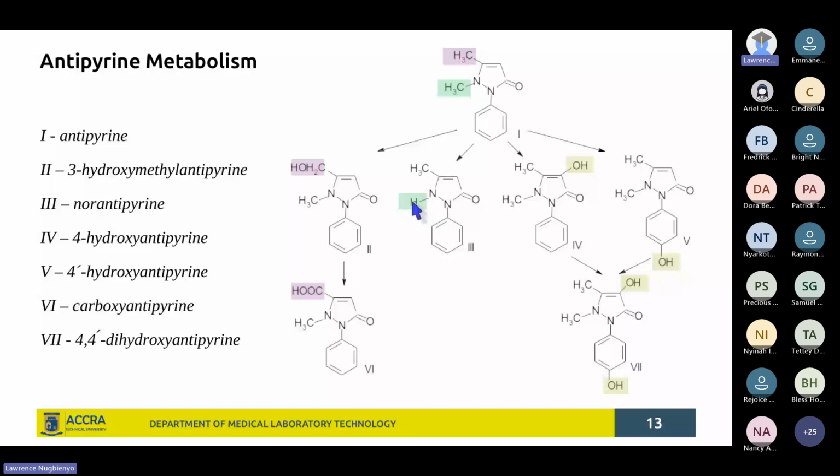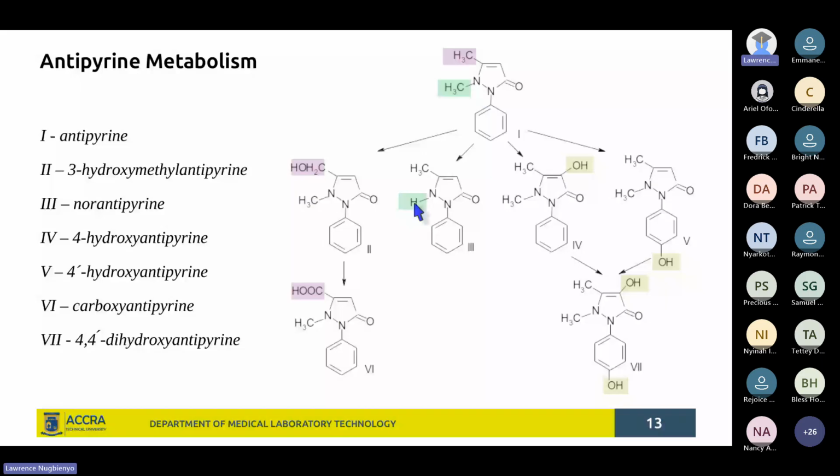In some cases, that process is referred to as N-dealkylation. That is to say, an alkyl group, because alkyl is a residue of an alkane. So you have an alkyl group, and that alkyl group was on nitrogen. So it can be referred to as N-dealkylation, removal of an alkyl group from nitrogen.